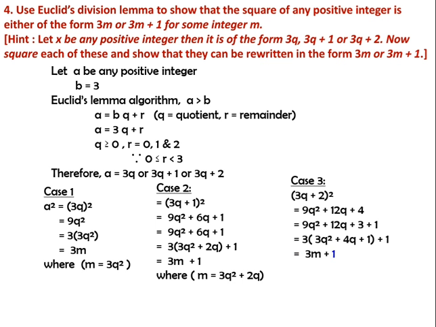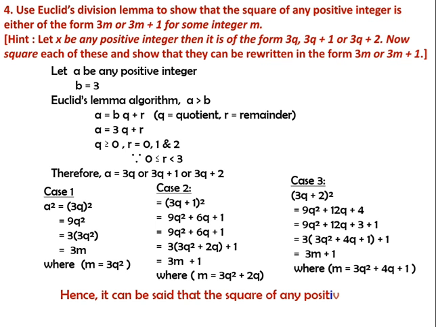Okay, equal to 3m plus 1, where m is some integer. So m equals 3q square plus 4q plus 1. In all 3 cases, the result we got is 3m or 3m plus 1. This is what we were asked to prove, 3m or 3m plus 1. Hence it can be said that the square of any positive integer is either of the form 3m or 3m plus 1. Hence we proved.